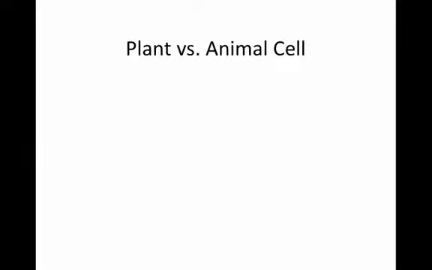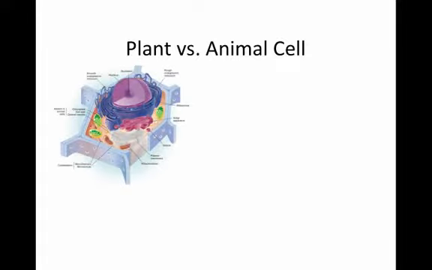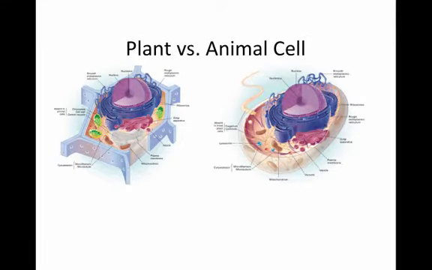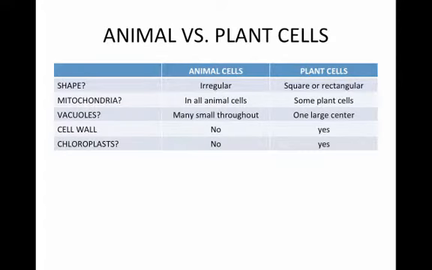There are significant differences between plant and animal cells. If you look at the diagram of a plant cell versus an animal cell, do you notice any differences? Animal cells are irregular. Plant cells are square or rectangular and are arranged like bricks on a wall. The mitochondria is found in all animal and plant cells. Most plant cells have mitochondria, and only plant cells have chloroplasts. Animal cells do not. Animal cells also have small vacuoles throughout, and plant cells have a large center vacuole. Plant cells have a cell wall made of cellulose. Animal cells do not have a cell wall.